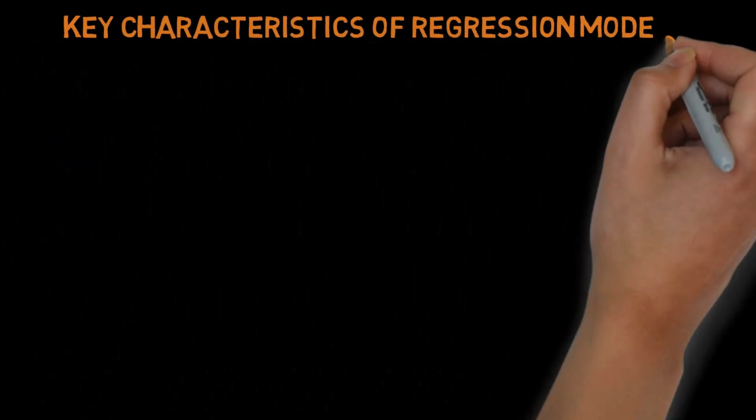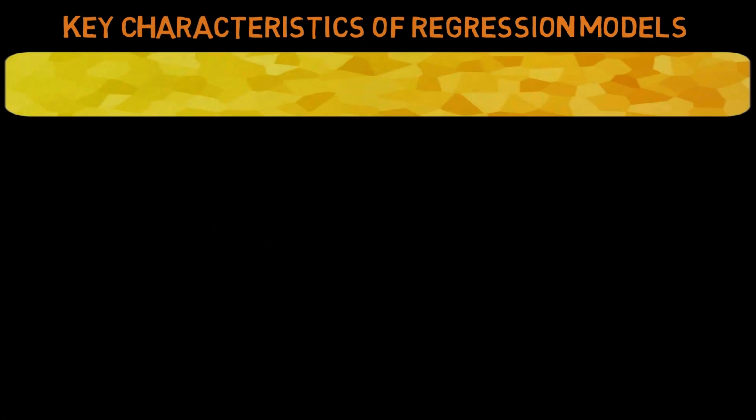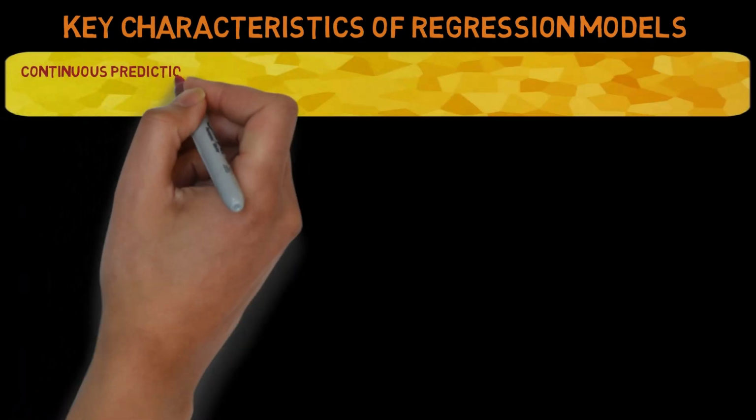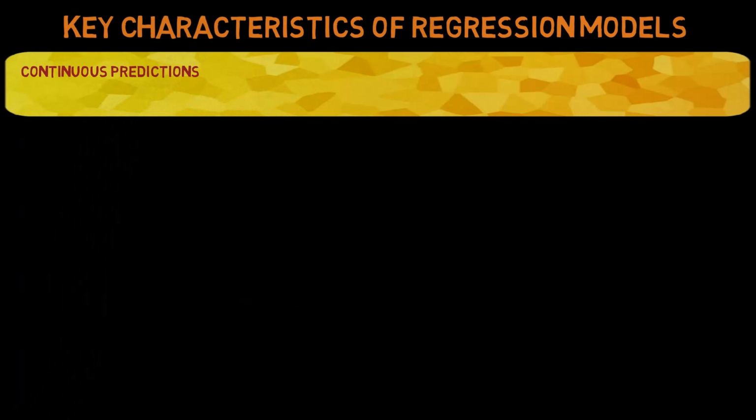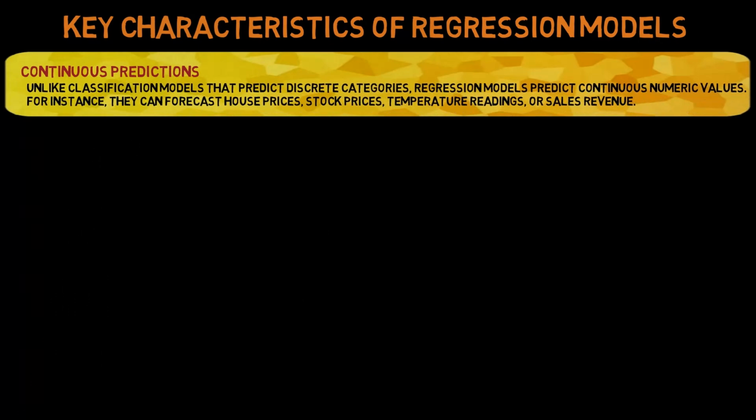Key characteristics of regression models. Continuous predictions. Unlike classification models that predict discrete categories, regression models predict continuous numeric values. For instance, they can forecast house prices, stock prices, temperature readings, or sales revenue.